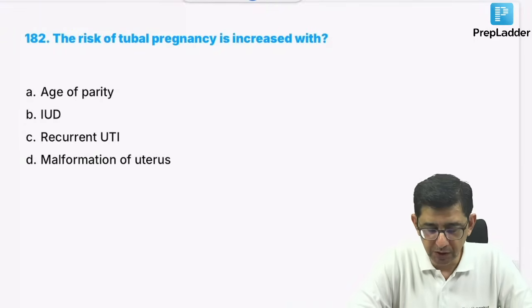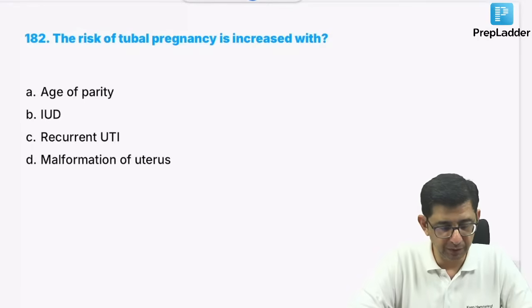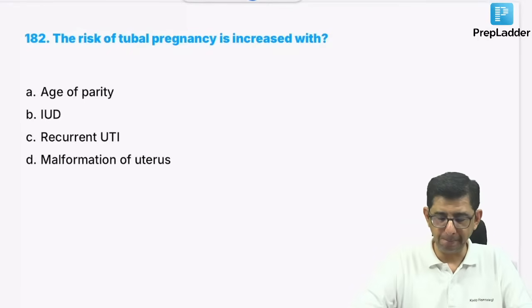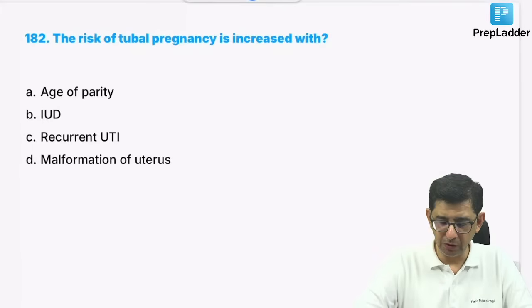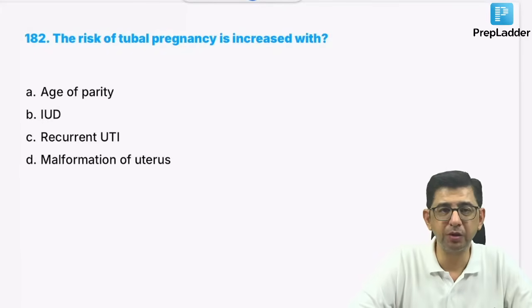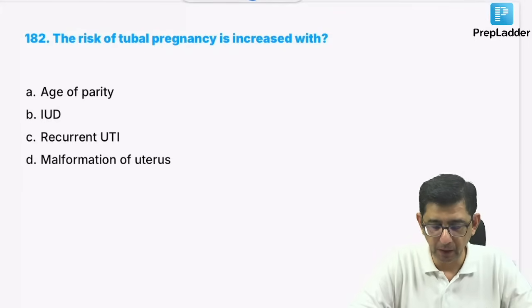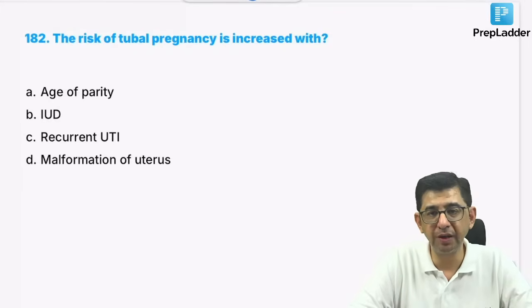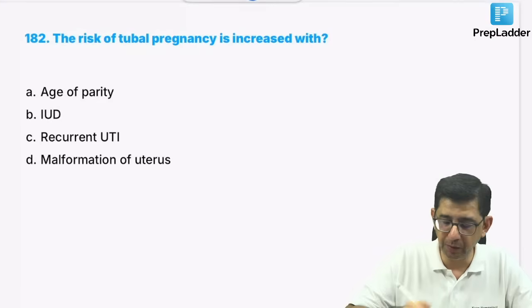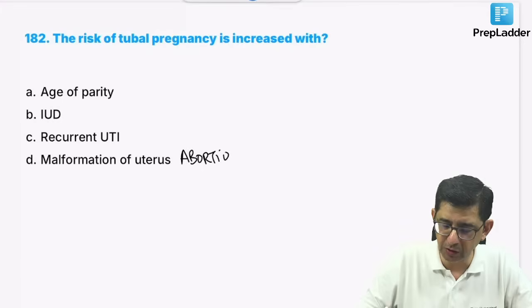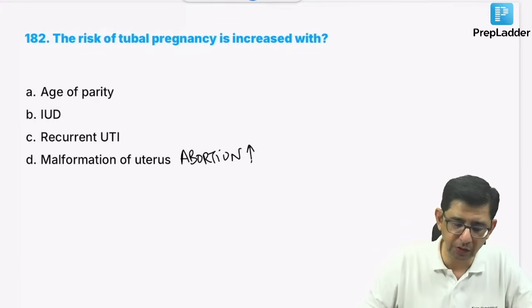Risk of tubal pregnancy will be increased with which of the following? Malformations of the uterus will increase the risk of abortions, right? So the risk of tubal pregnancy would be highest with which of the following? Okay. No, malformations of uterus does not increase the risk of tubal pregnancy. I mean, malformations of the uterus can either result in infertility or it can increase the risk of abortion in a patient and not the risk of a tubal pregnancy.